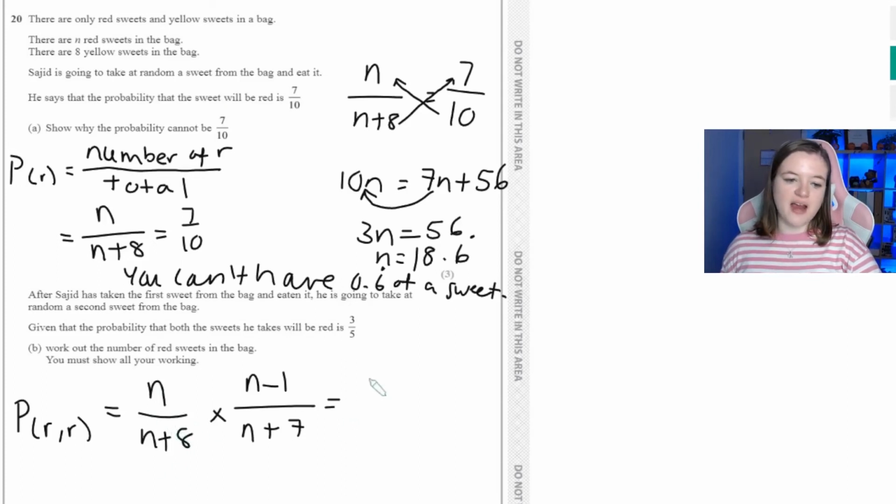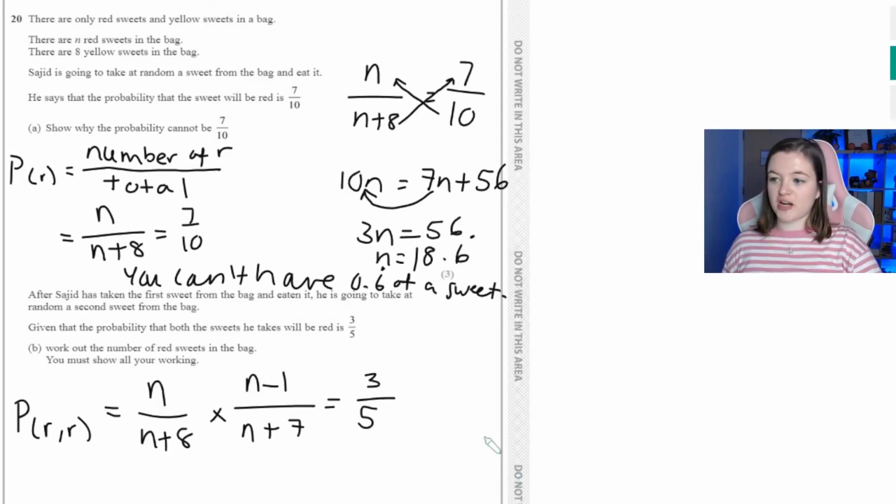And that is apparently, they're saying, equal to 3/5. And we're trying to work out what n is, right? We're trying to figure out what n is, because n is the number of red sweets, which we put up here.